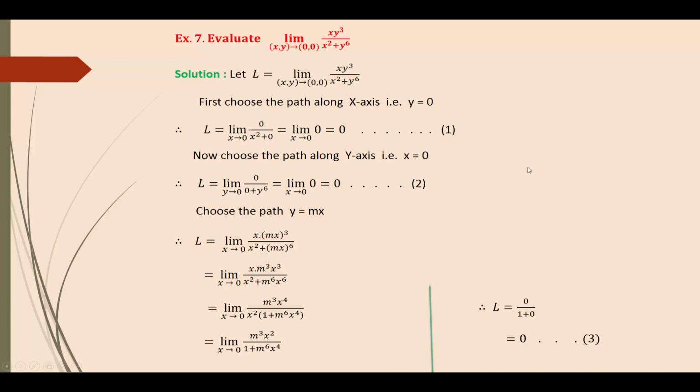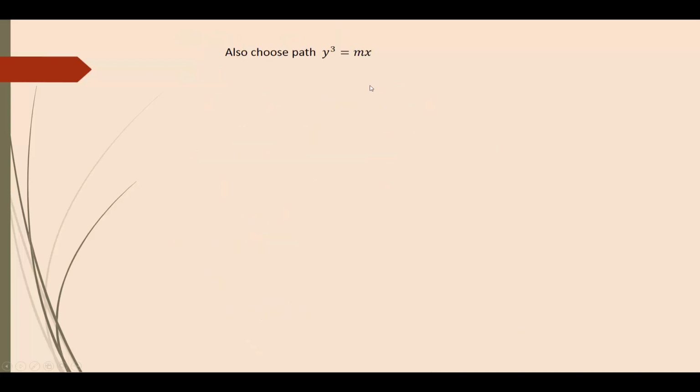Now consider one particular path as y cube equal to mx. Therefore L equal to limit as x tends to 0, x into y cube means mx, upon x square plus, here y raised to 6 means mx bracket square, because y cube bracket square is y raised to 6, so mx bracket square, equal to limit as x tends to 0.